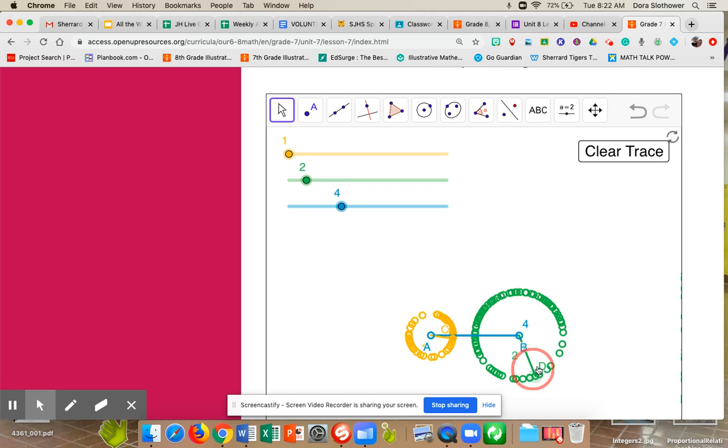These circles never touch. So what does that mean? Well, it means that it's not going to make a triangle. They're not going to touch, okay? And that hopefully will help you out with your exit ticket today.